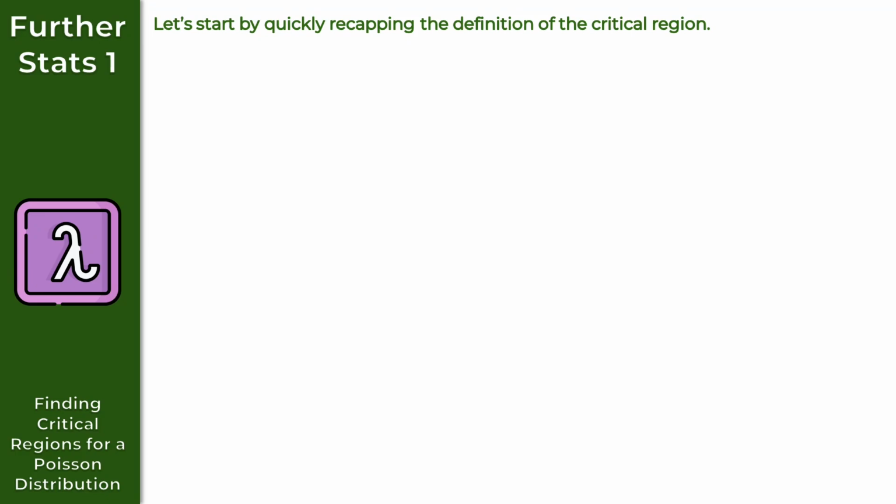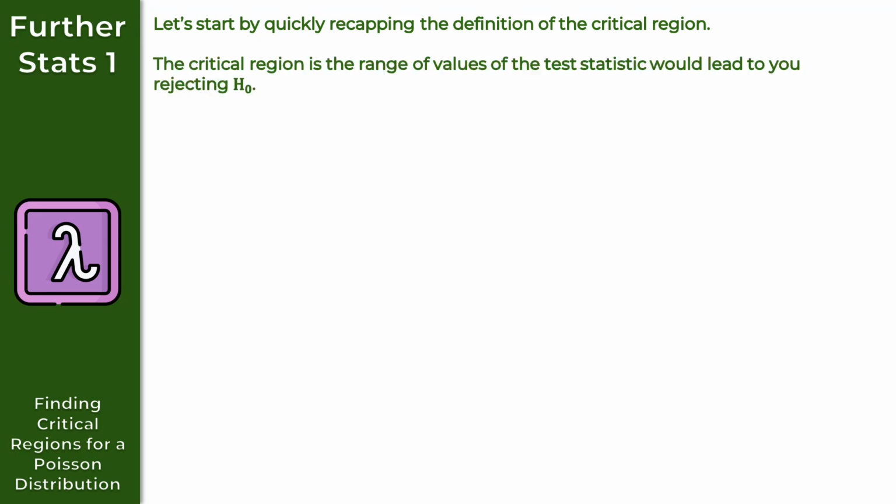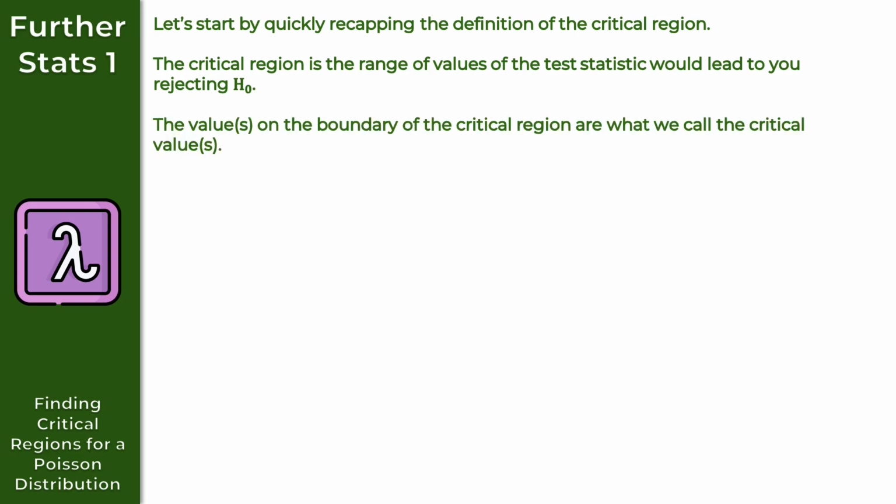In this video, we're going to take a look at finding critical regions for a Poisson distribution. Let's start by quickly recapping the definition of the critical region. The critical region is the range of values of the test statistic that would lead to you rejecting H0, our null hypothesis. The values on the boundary of the critical region are what we call the critical value or critical values.